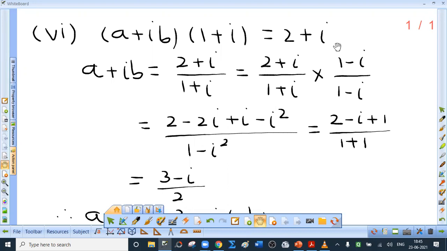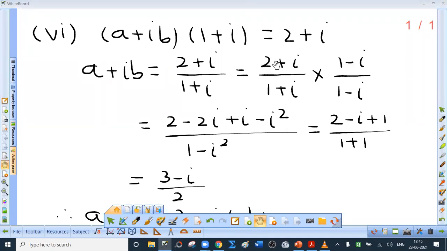Sum number 6, a plus ib into 1 plus i is 2 plus i. One method is just open brackets on LHS and so on. But the shortcut method is rearrange the terms to get a plus ib equal to what? 2 plus i upon 1 plus i. Now to divide one complex number by another means to multiply both numerator and denominator by the complex conjugate of the denominator, which is 1 minus i.